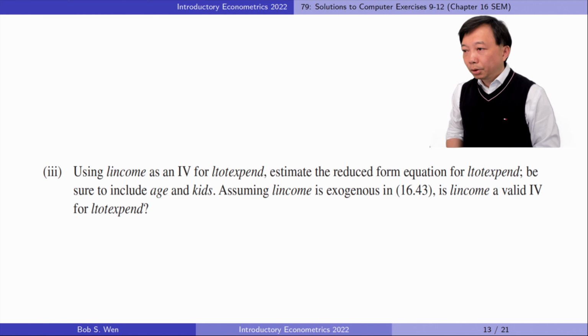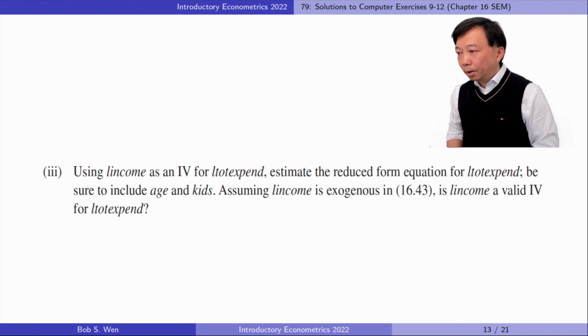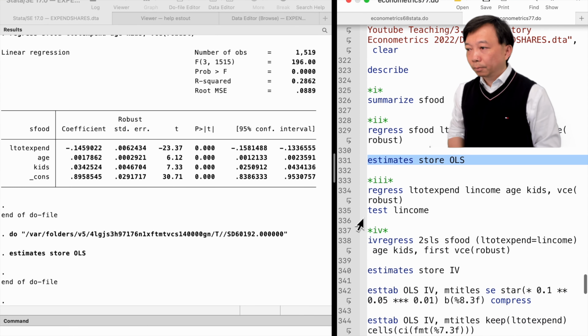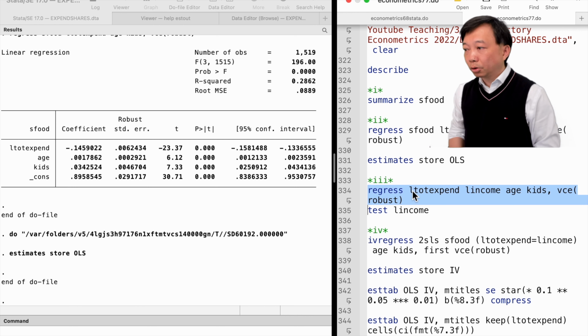In part 3, using log income as an IV for log total expenditure, estimate the reduced form equation for log total expenditure. Be sure to include age and kids. Assuming log income is exogenous in 16.43, is log income a valid IV for log total expenditure? In the first stage regression, we regress the endogenous variable log total expenditure on the excluded instrumental variable log income and the other two exogenous variables in the model.